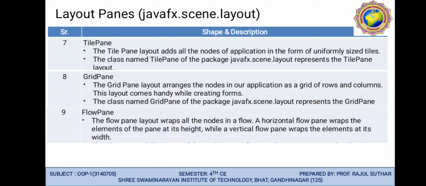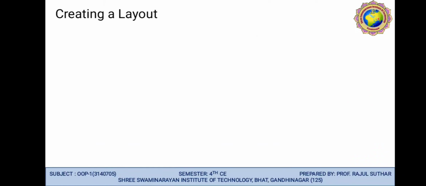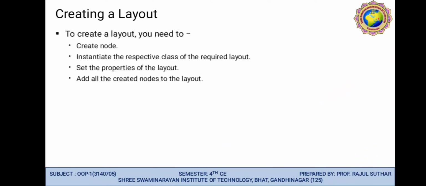FlowPane: this layout wraps all the nodes in a flow. A horizontal flow wraps the elements of a pane at its height, while a vertical flow wraps the elements at its width. How can we create a layout? To create a layout, you need to create a node, instantiate the respective class required for the layout, set the properties of the layout, and add all created nodes to the layout.